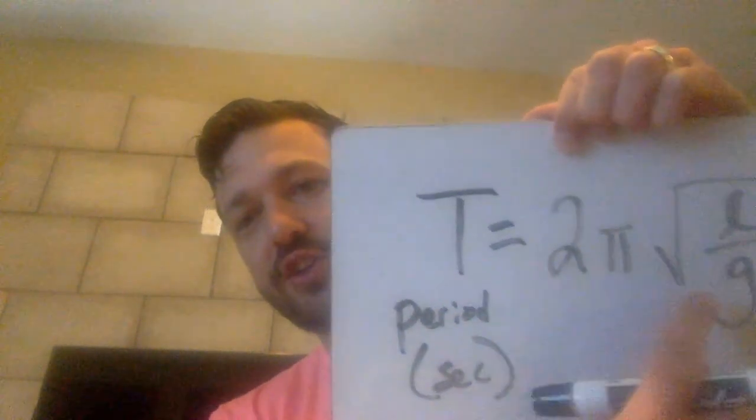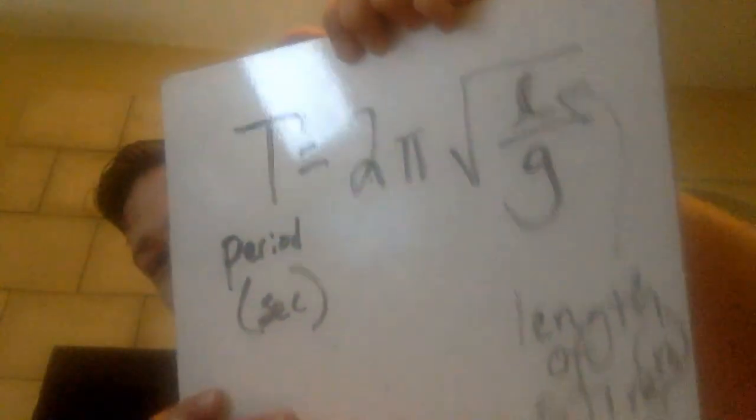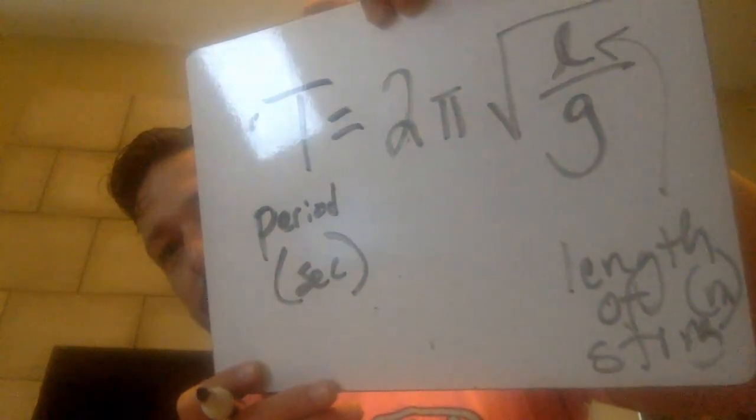So the two things that change it, we said, was the length of the string, L. So length of the string, and we measure that in meters. And then G stands for gravity. G is going to be gravity, and as long as we're on Earth, that gravity is going to be 9.8, and that is in meters per second squared, because remember, gravity is an acceleration. So there's our formula. Write it down, and write what all the units are and everything.